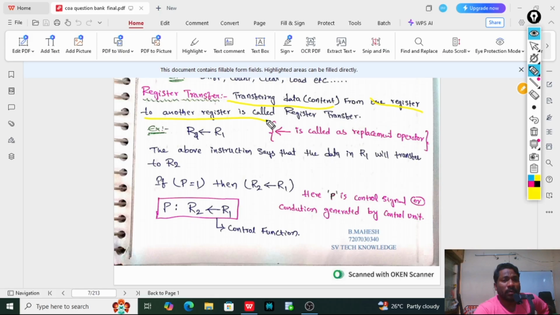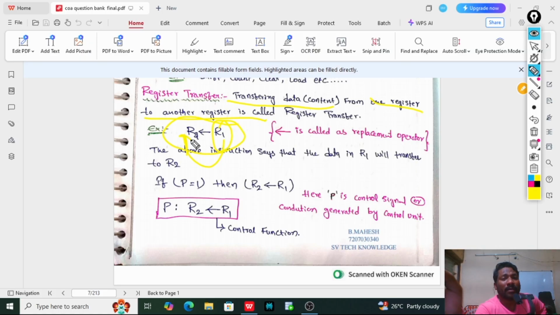While processing the data or doing any programming, we have to transfer the data from one component to another component. While transferring the data, registers are going to carry the data. Transferring that data from one register to another register is called register transfer, and it is represented as R1 to R2.